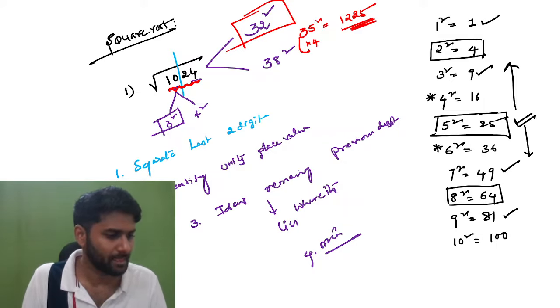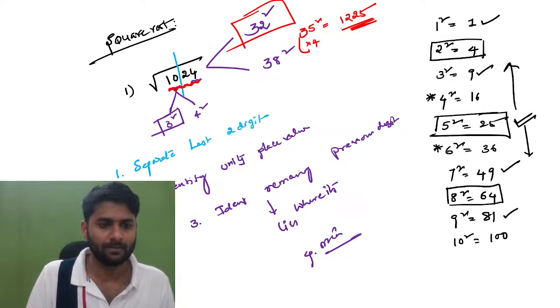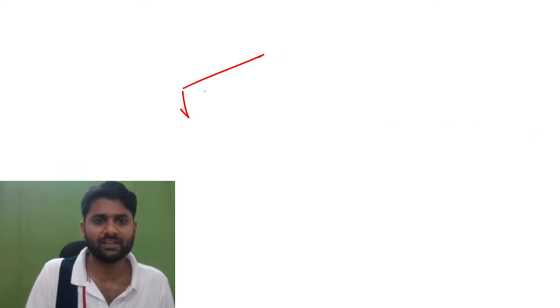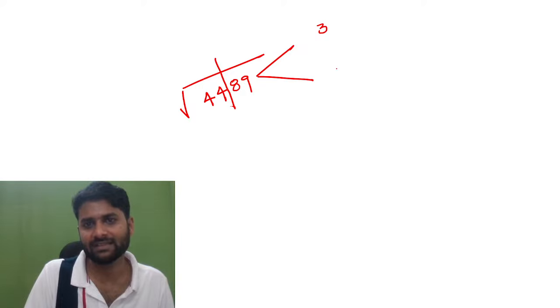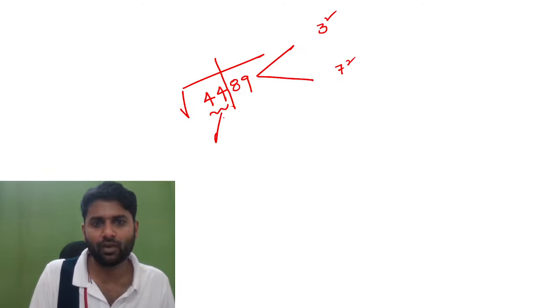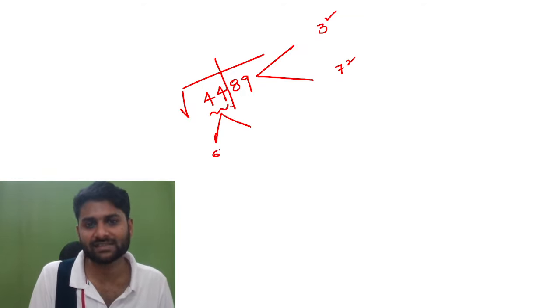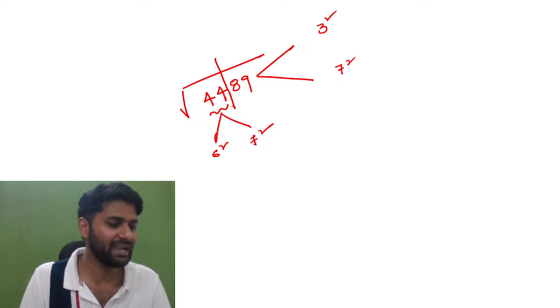Is it clear? Don't worry, guys. Let me take another example for better understanding. Observe carefully. We need to identify the square root of 4489. Step number 1, separate the last two digits. Step number 2, 9 as units place, so it is either 3 square or 7 square. Then we have 44. 44 lies between 6 square and 7 square.